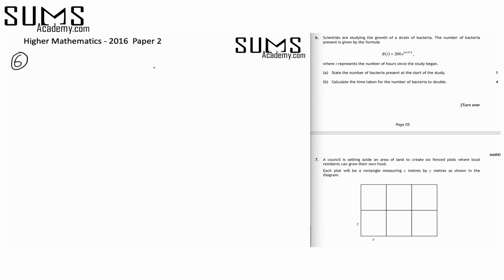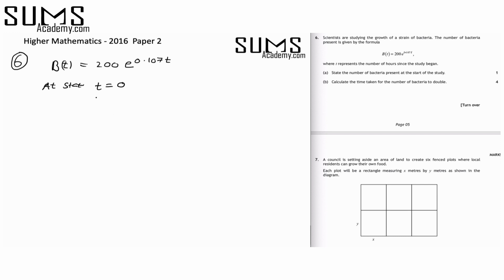So what we need to think about here is, when they say the beginning of the study, what are they really talking about? We write out the expression B(t) equals 200 e to the 0.107 t. When they're talking about the start of the study, how much time has passed? Well, no time has passed because it's the very start, so t is equal to 0.